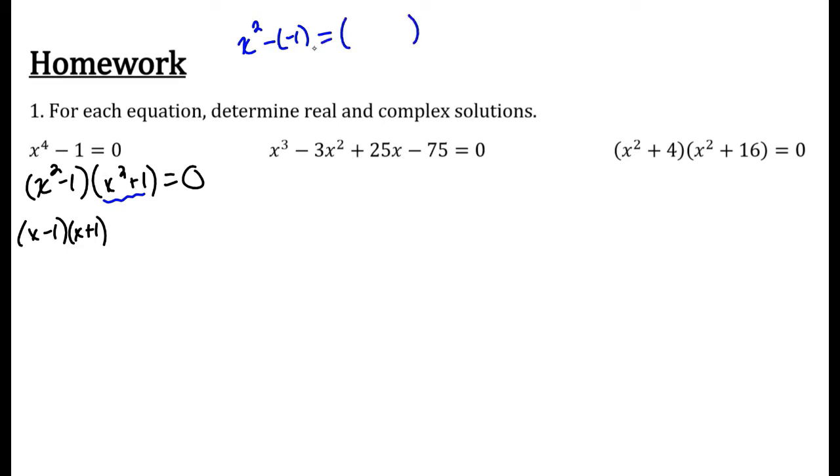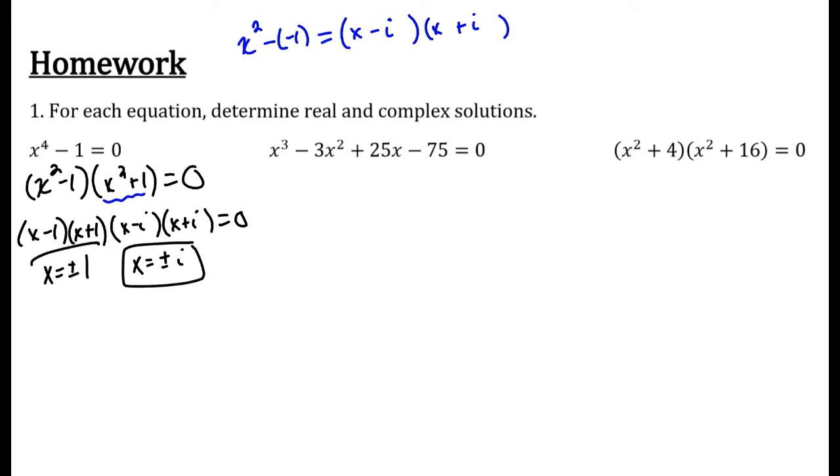So what two numbers multiplied together gives me x squared? x times x. Well, what's the square root of negative 1? Minus i and plus i. So that factors as x minus i, x plus i equals 0. So what are my solutions? We get x equals plus or minus 1, those are my real solutions from the first two terms, and x equals plus or minus i from those second two terms. Those are my four solutions to this equation.